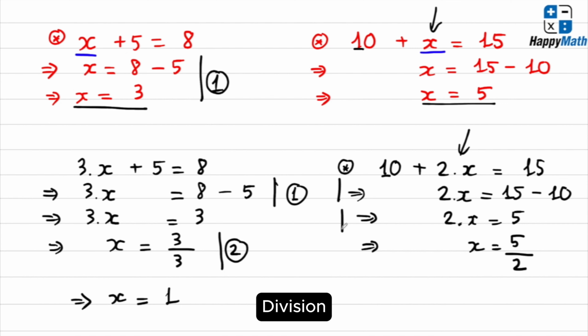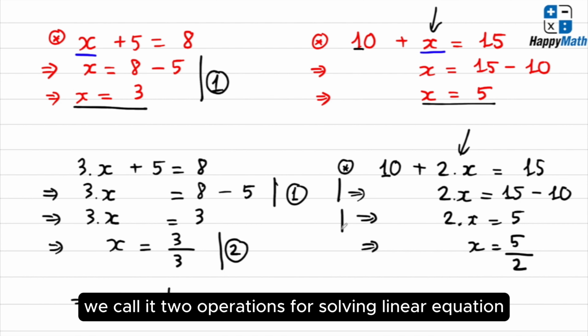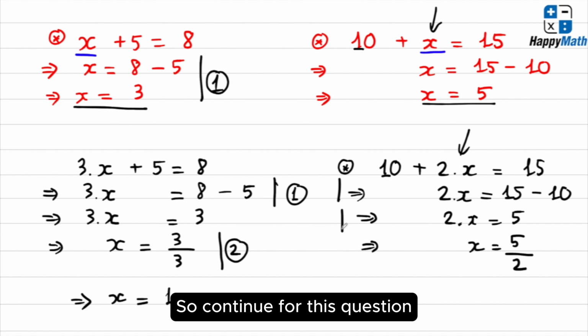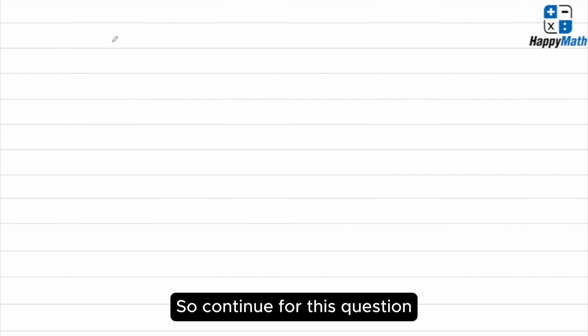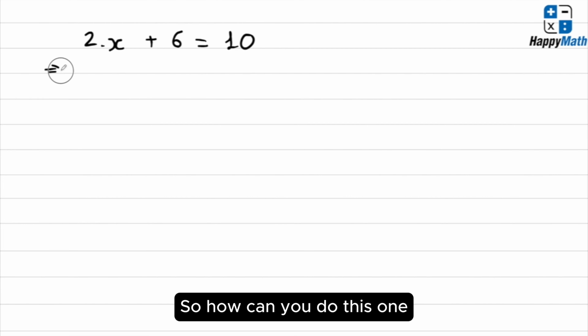Division. So that's why we call it two operations for solving linear equations. Okay, so continue with this question. You got 2x plus 6 equal to 10. So how can you do this one?